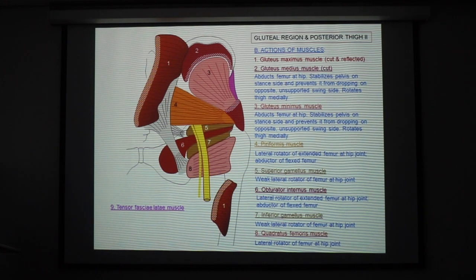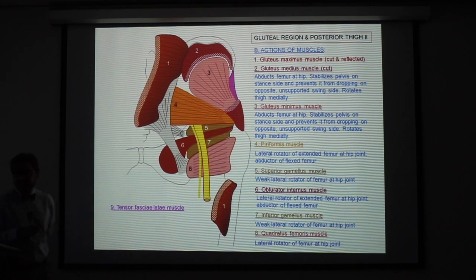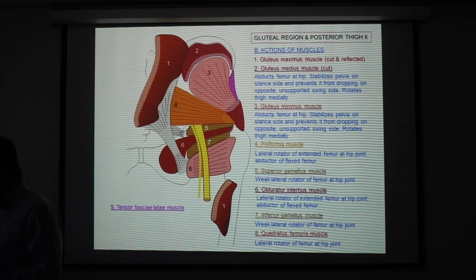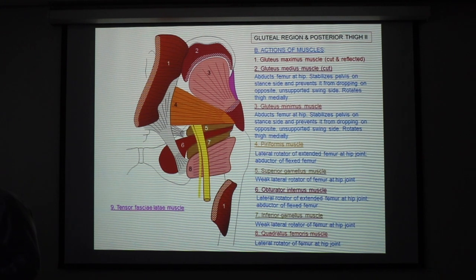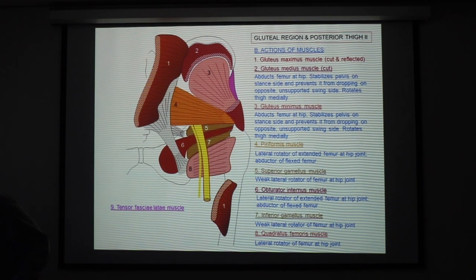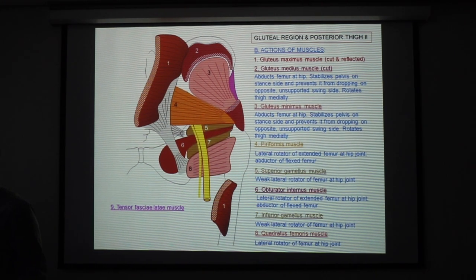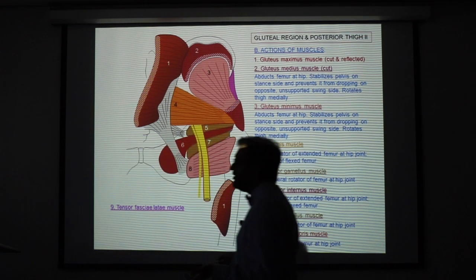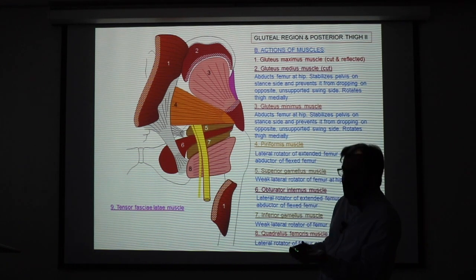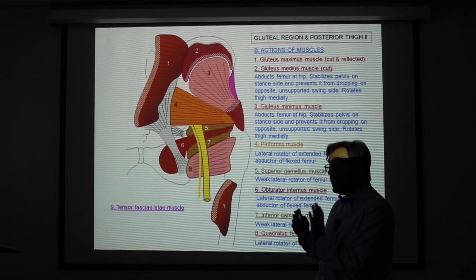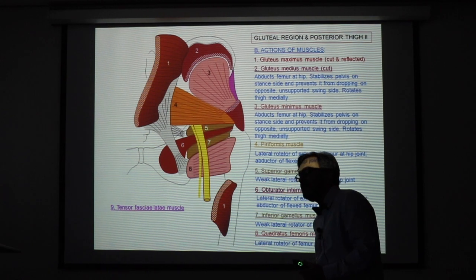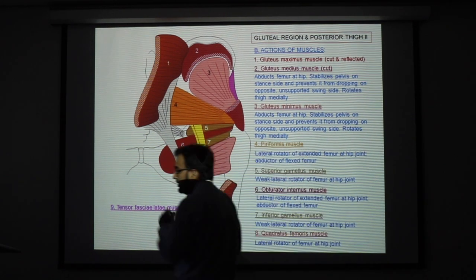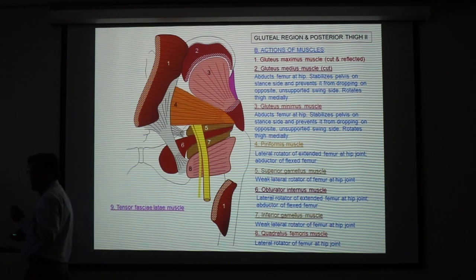Yes? What movement does the tensor fasciae latae affect? Tensor fasciae latae muscle is basically inserted into the iliotibial tract. So it just stabilizes the knee when you are standing up. You can say that it's partly a medial rotator of the hip also, but the major function is that it works through the iliotibial tract to stabilize the knee while you are standing up.